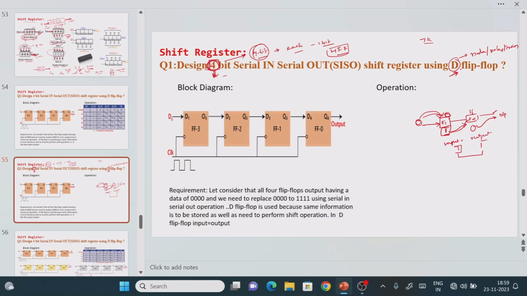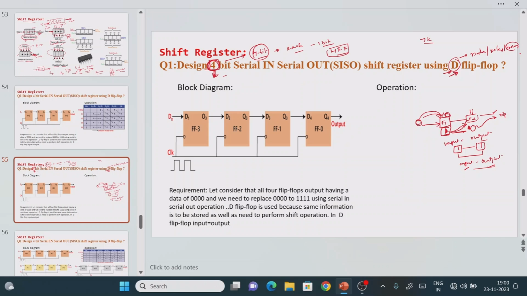The same data, or same input, should be shifted from one flip-flop to another flip-flop. In a simple way you can remember that your input value should be the output value. It means the same value only you are shifting; you are not shifting a new value. If it is 1, here also it is 1 only, right? After shifting, the data should be the same. So the flip-flop in which input equals output value is the one we call the D flip-flop, or delayed flip-flop.